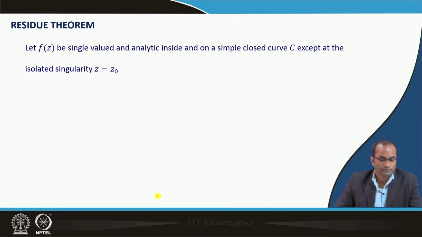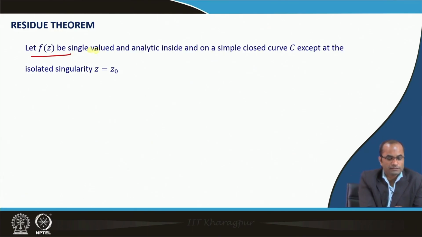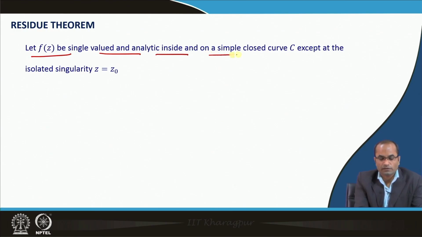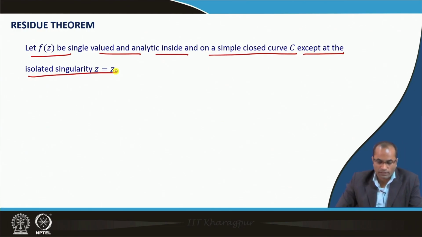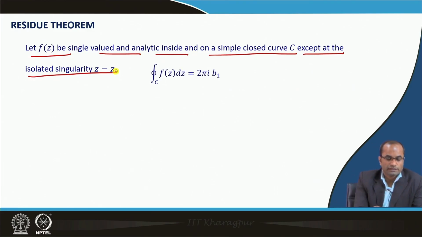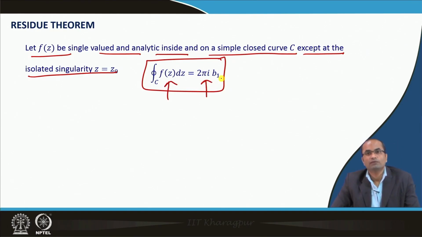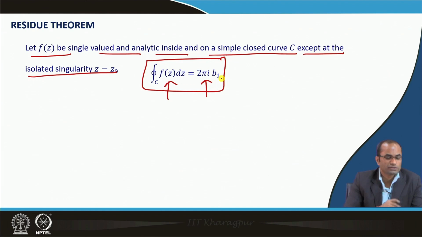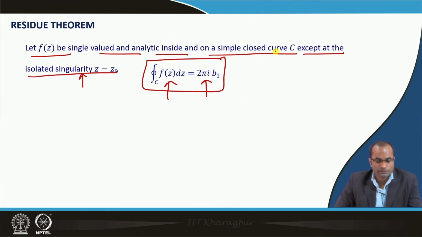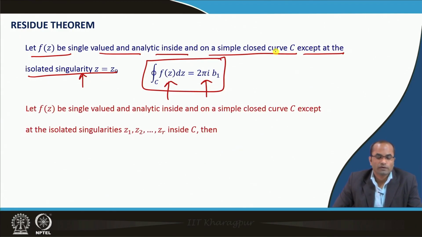Just to recall, we have discussed that f(z) is single valued and analytic inside and on a simple closed curve C, except at the isolated singularity z equal to z naught. In that case, we have seen that the integral value is nothing but 2 pi i B1. This was the situation when we have just one isolated singular point inside the simple closed curve C, but this can be generalized.